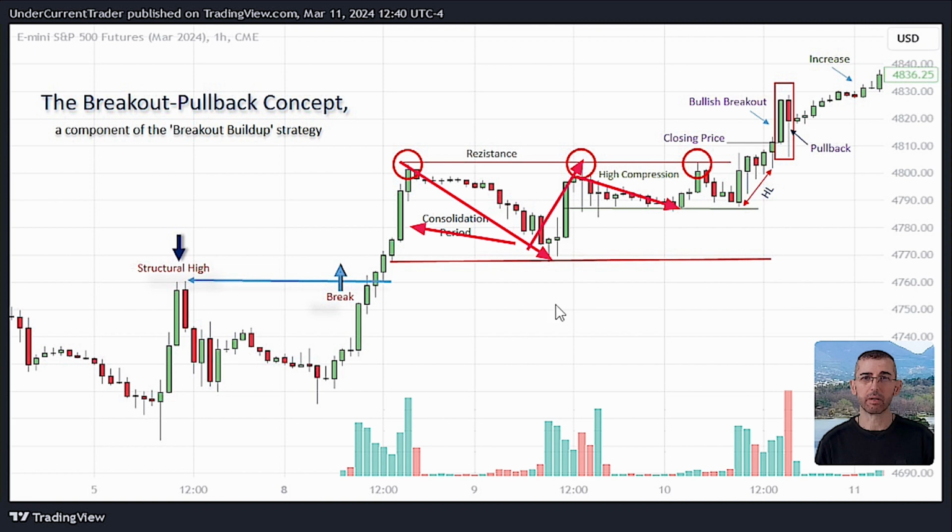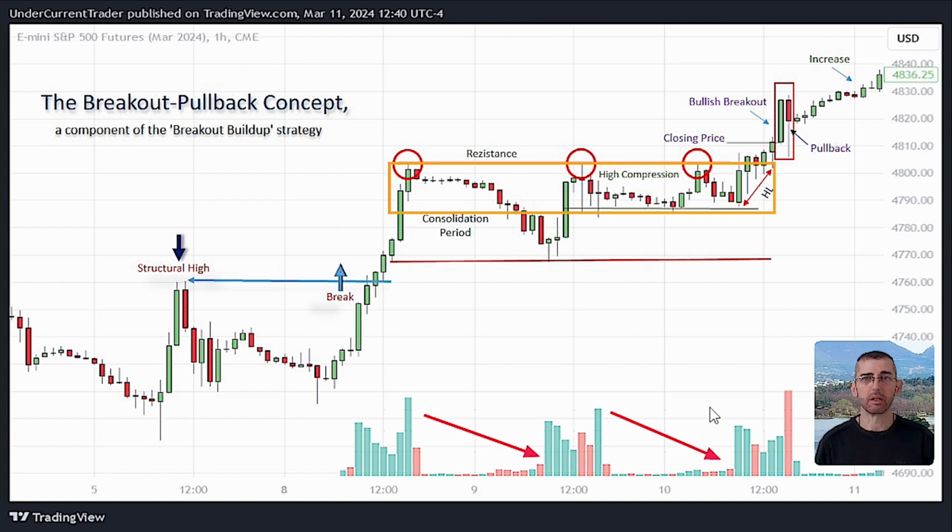Well, it means we have entered what's called a high compression phase within this consolidation period, which is like a tug of war between buyers and sellers, with energy building up on both sides. But here's where it gets really intriguing. During this compression phase, where the price's tendency is to cluster around the level it's trying to break, we often see a dip in volume, which is like a brief timeout in the action. It is that moment of calm before the storm hits, if you will.